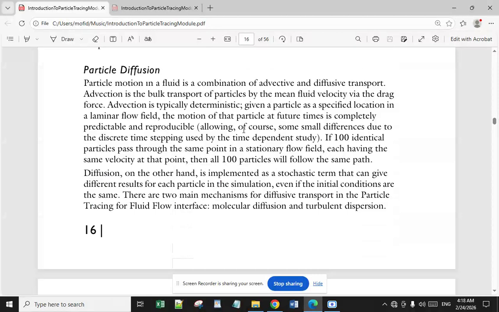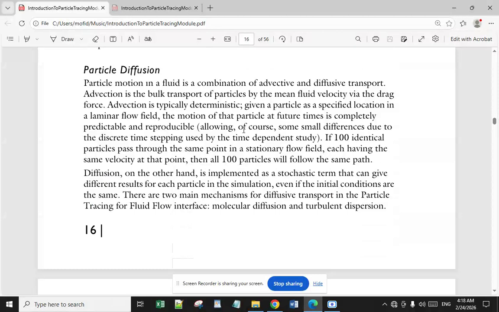The next chapter is particle diffusion. Particle motion in a fluid is a combination of advective and diffusive transport. Advection is the bulk transport of particles by the mean fluid velocity via the drag force.